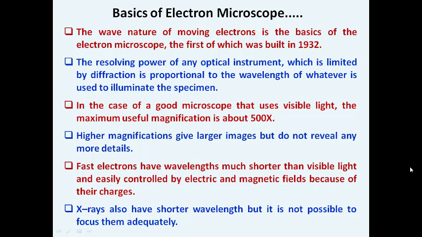So we say it's a thought experiment which is not possible by practical means, whereas we have an option by following the wave particle duality nature of particles, which we achieved with the electron microscope. If you go for a good microscope which uses visible light, the maximum magnification will be around 500x. If you want higher magnification, the issue is you couldn't reveal more details, because if you keep extending the magnification power, the quality of the image keeps decreasing.